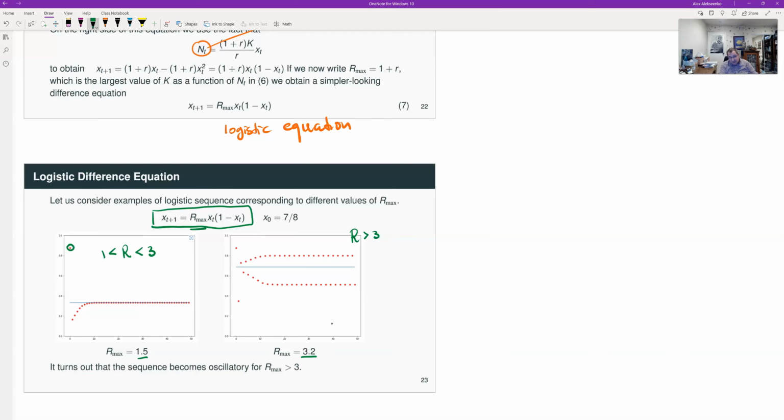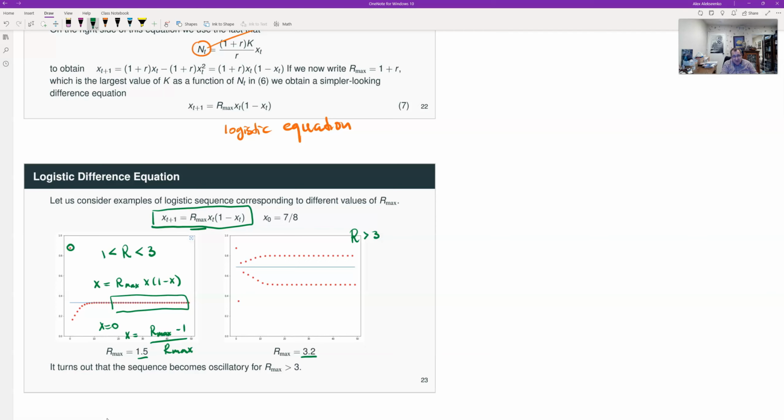Now, to find that steady state, it's not very difficult. There is one simple trick. Assuming that from time moment to time moment nothing changes, the population should obey the following formula: x equals R max multiplied by x times (1 minus x). That equation has two solutions, x equals 0, and x equals (R max minus 1) divided by R max. And these solutions are steady states.